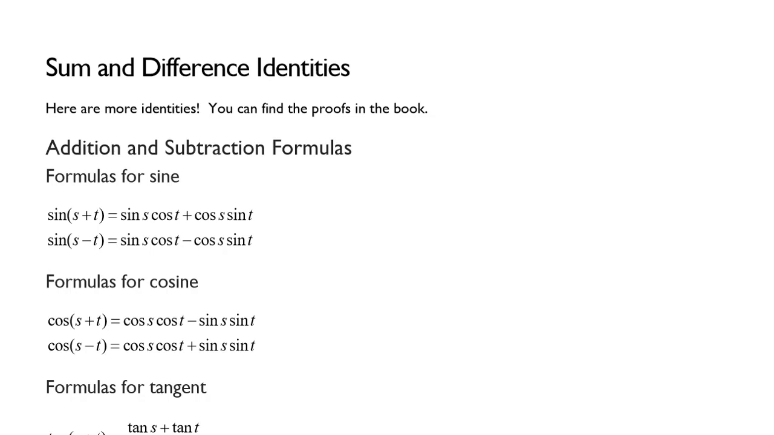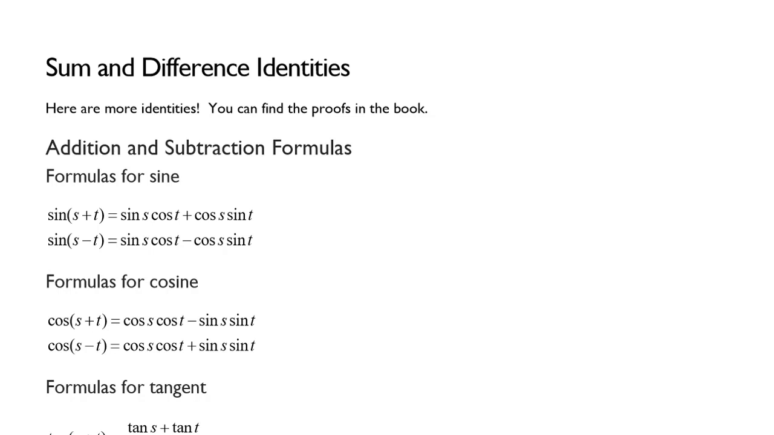The next set of identities or formulas for cosine are cosine of S plus T equals cosine S cosine T minus sine S sine T. And cosine of S minus T equals cosine S cosine T plus sine S sine T.